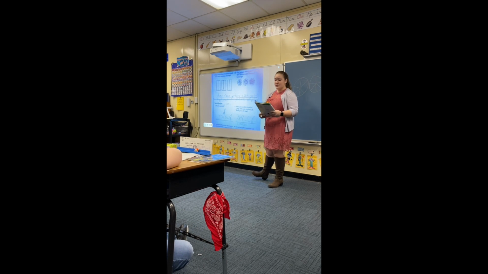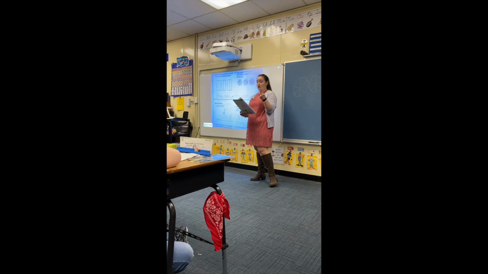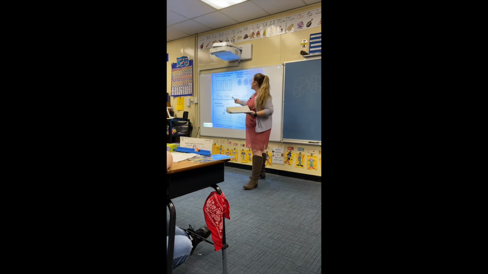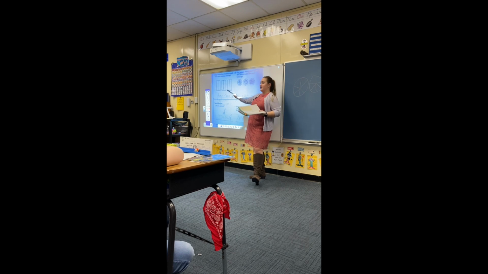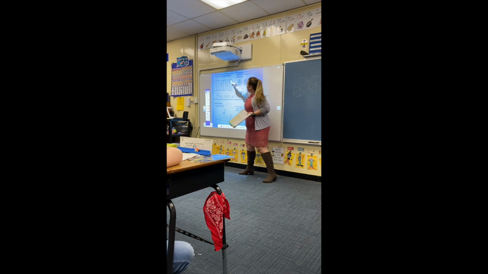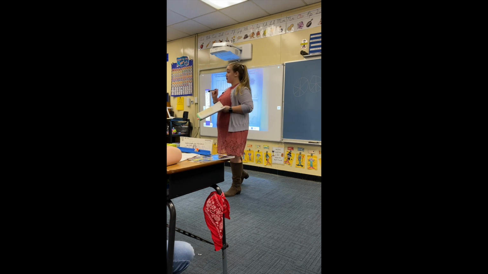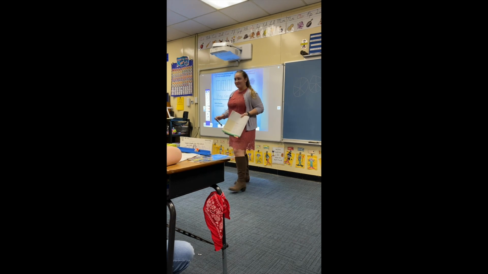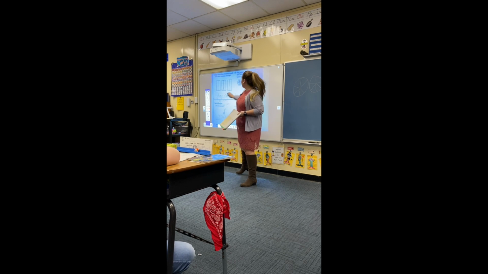Our first problem says 2 friends share 3 fruit bars equally. How much does each friend get? Layla says they each get 3 pieces. That is correct, but how are we going to say that? Thirds. Are these broken into thirds? Broken into 2. Halves. So Jesse, we're going to say they each get 3 halves. Good job.